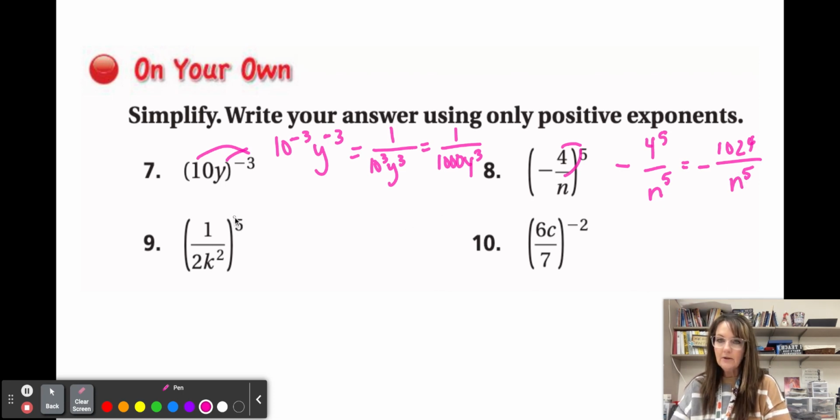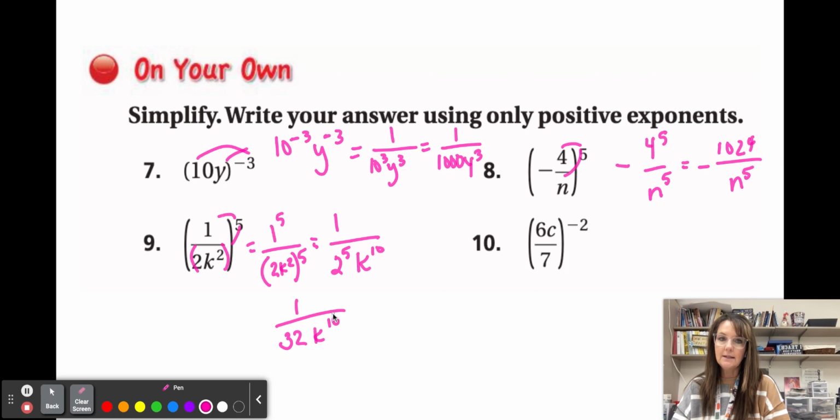Again, here it's going to apply to everything down here. So we have 1 to the 5th power, and then we have 2k squared to the 5th power. So 1 is the numerator, because 1 to any power is 1. And then we have 2 to the 5th power, and then k to the 10th power, because this is like the power of a power. So 2 times 5 is 10. And then we can evaluate the 2 to the 5th. So 2 to the 5th is 32, and that's k to the 10th.